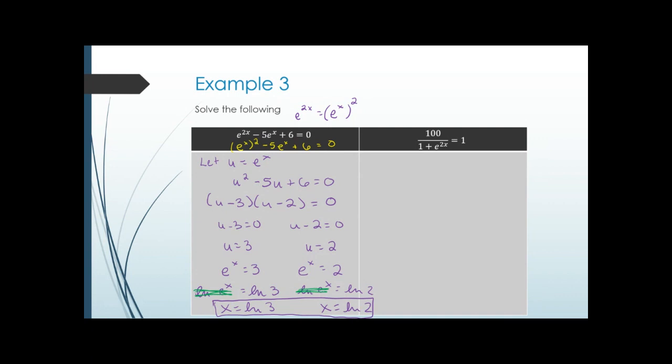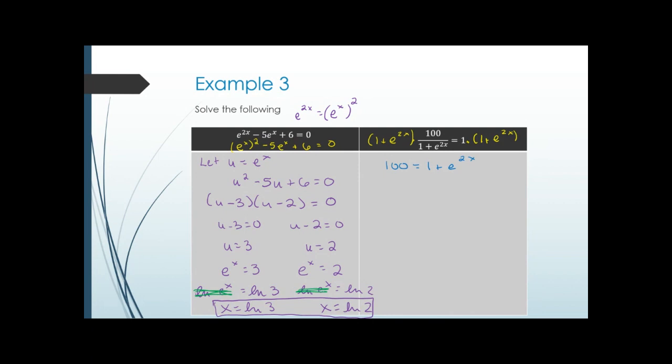Now the second one here, so we're solving for e, and we have it in the denominator, so we need to multiply both sides by the denominator of the fraction. So I'm going to be multiplying by 1 plus e to the 2x on both sides, because we want to get rid of that fraction. So that leaves me on the left side 100, because it cancels out the fraction. And then I have 1 times 1 plus e to the 2x. That just leaves me 1 plus e to the 2x.